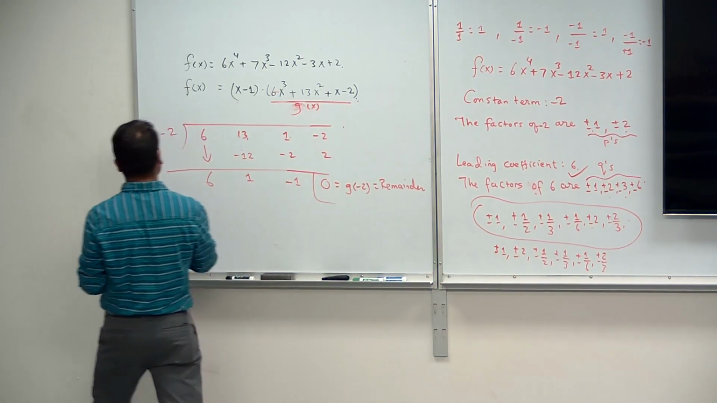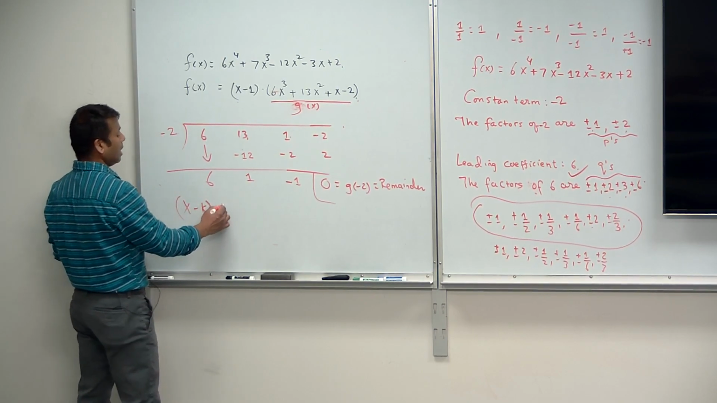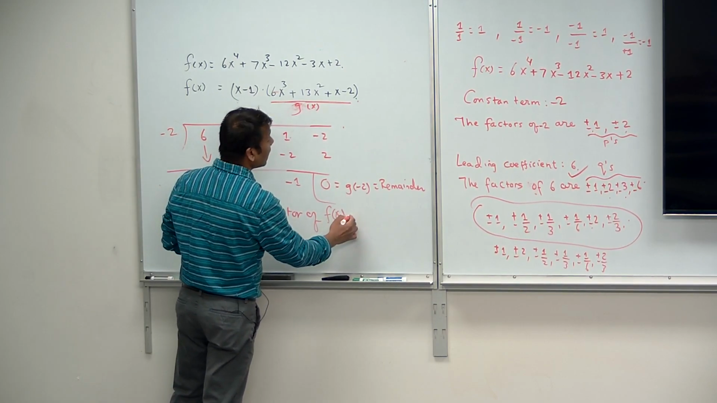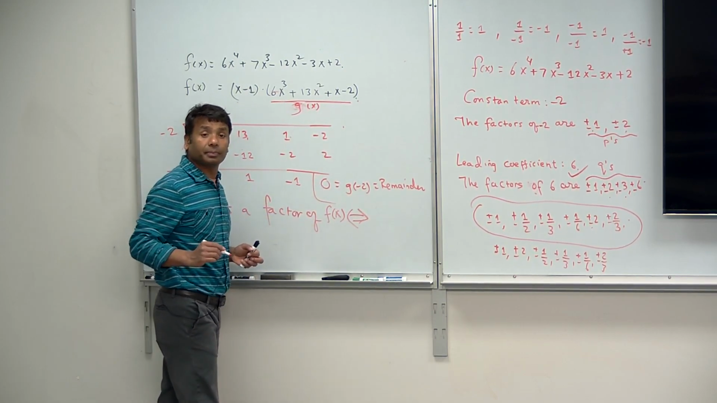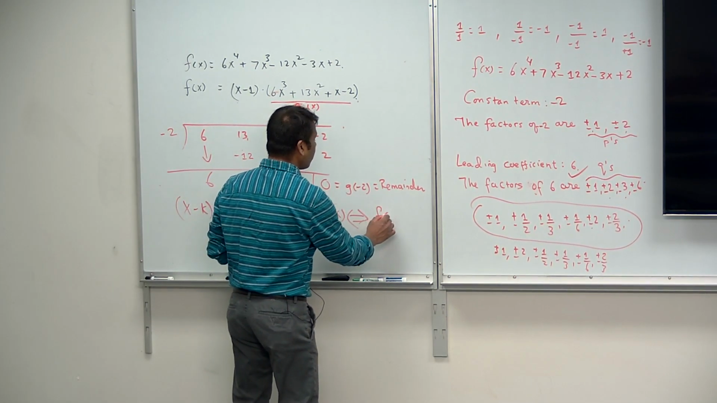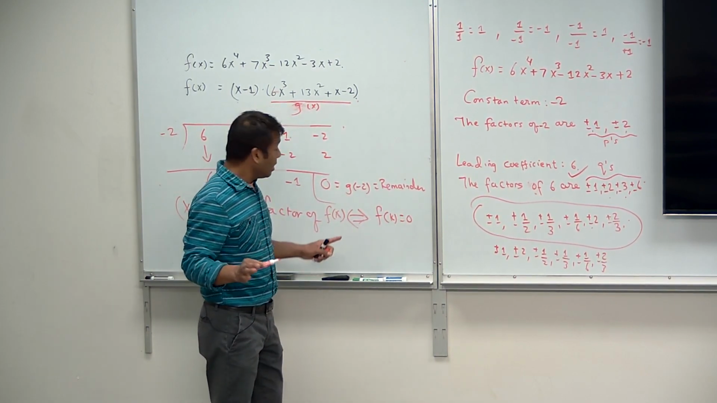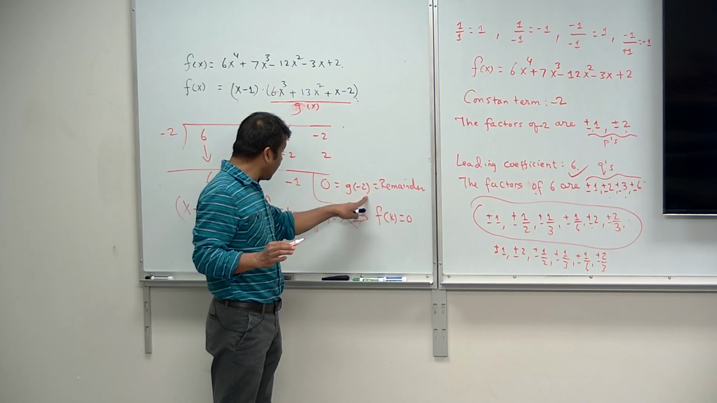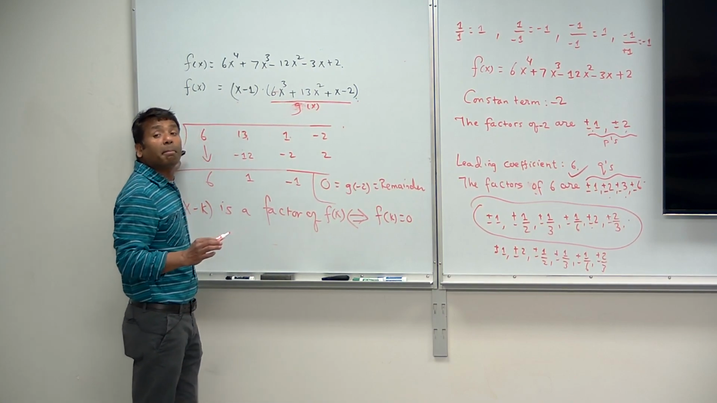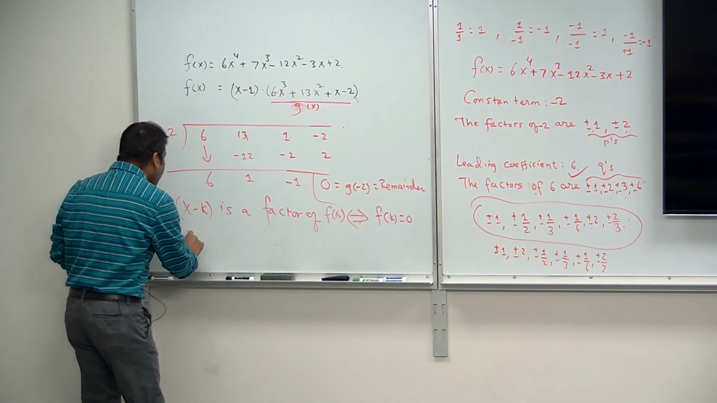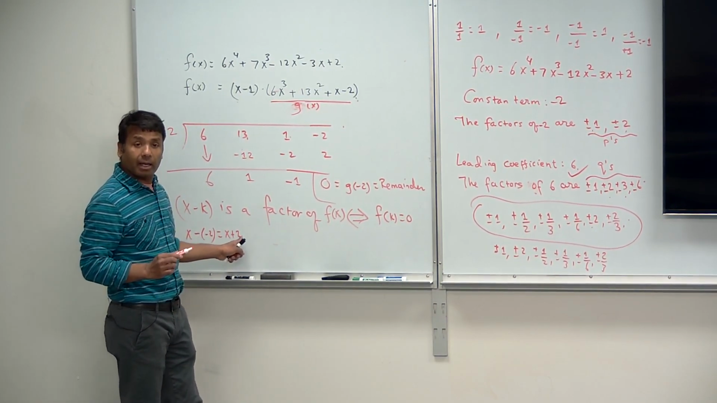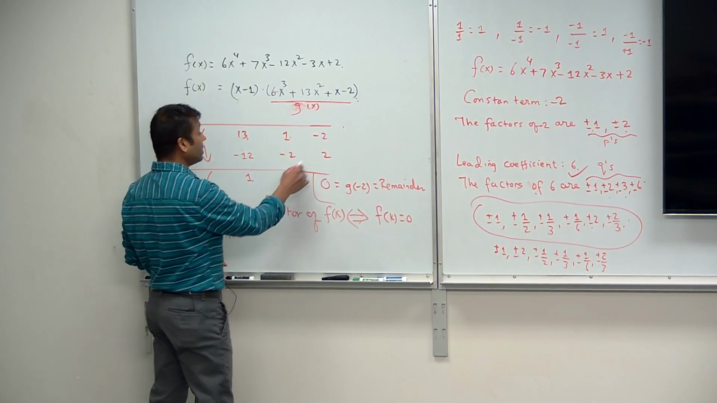So the factor theorem: x minus k is a factor of f(x) if and only if, biconditional, right? If and only if f(k) equals 0. Now here, what happened? g of negative 2 equals 0, is that right? So that means x minus negative 2, which is x plus 2, is that right? Right? x plus 2 is a factor of g(x) in this case.